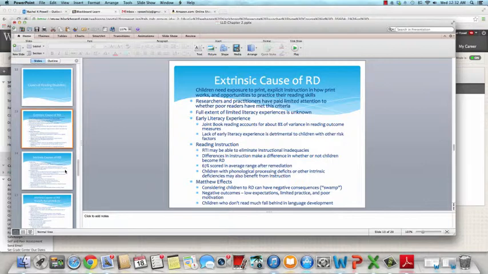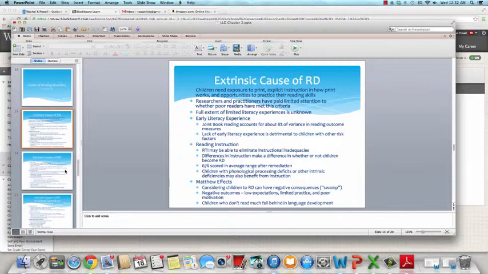good readers. But we do know that children with phonological processing deficits or other intrinsic deficiencies may also benefit from instruction. So it doesn't just help those children who have the extrinsic factors that make them higher risk, but it also helps the children who have what we know as the intrinsic factors of the phonological awareness deficit. So adequate instruction is key.